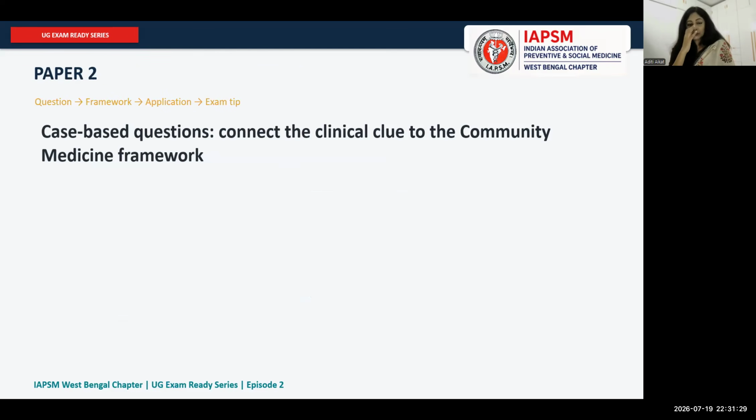Now coming to paper 2, do remember, in case of any case-based questions, connect the clinical clue to the community medicine framework.